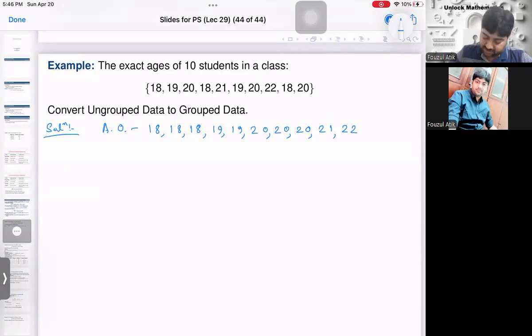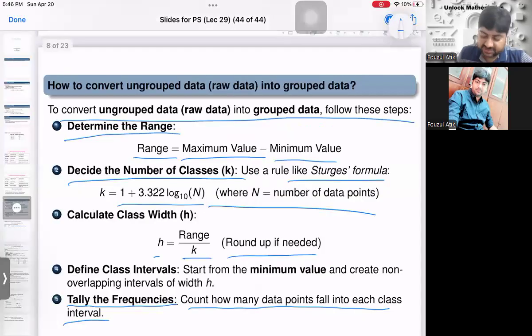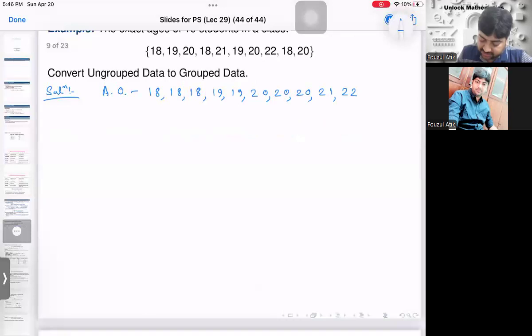Then your first job is to get the range. How to find the range? Maximum value minus the minimum value. Next, we can calculate the number of classes using a formula, then the class width, and then the intervals. So what is the range of this data? The maximum value is 22 minus the minimum value 18. Therefore, the range is equal to 4.